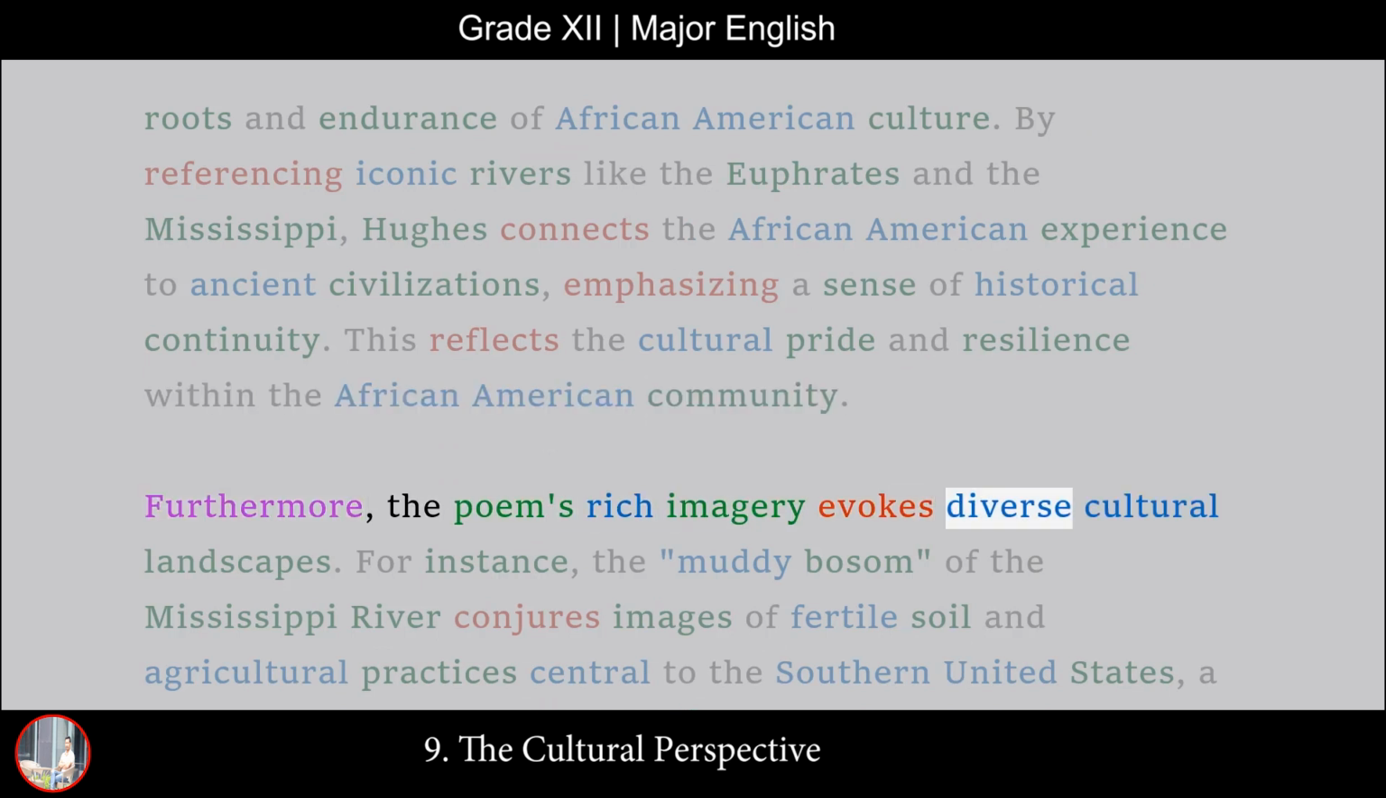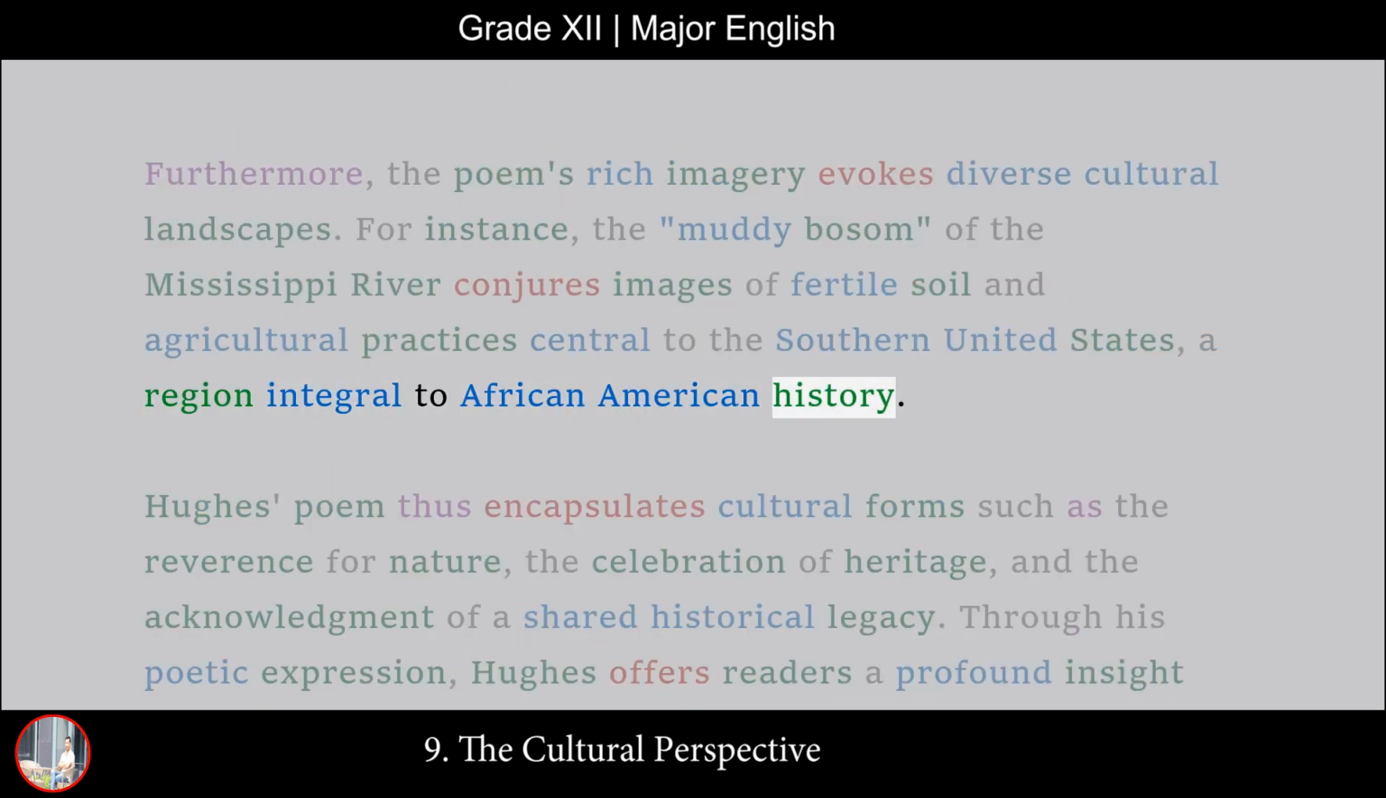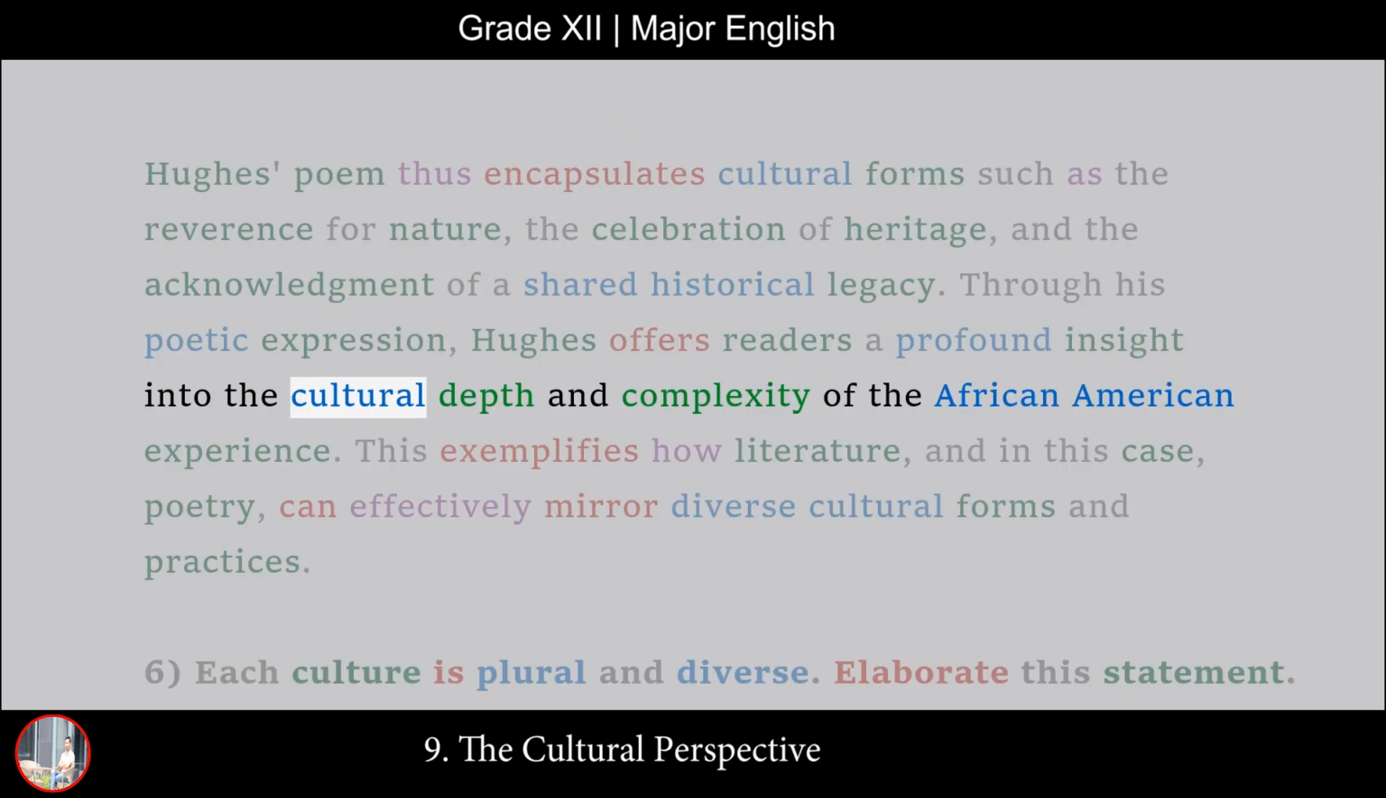Furthermore, the poem's rich imagery evokes diverse cultural landscapes. For instance, the muddy bosom of the Mississippi River conjures images of fertile soil and agricultural practices central to the southern United States, a region integral to African American history. Hughes' poem thus encapsulates cultural forms such as the reverence for nature, the celebration of heritage, and the acknowledgement of a shared historical legacy. Through his poetic expression, Hughes offers readers a profound insight into the cultural depth and complexity of the African American experience. This exemplifies how literature, and in this case, poetry, can effectively mirror diverse cultural forms and practices.